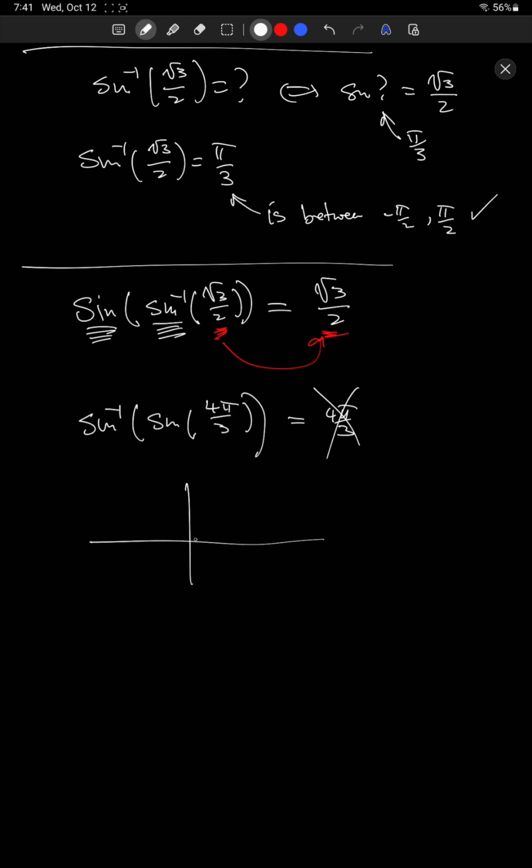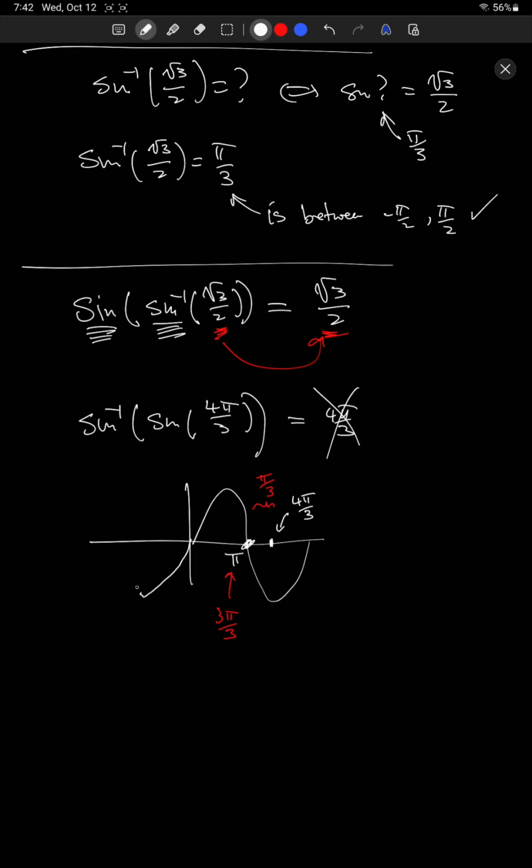Let's do this. I'm going to draw the graph. 4 pi over 3 is bigger than pi, because pi is 3 pi over 3. 4 pi over 3 would be here. And the distance between pi and 4 pi over 3, pi being 3 pi over 3, is pi over 3. So this gap right there is pi over 3.